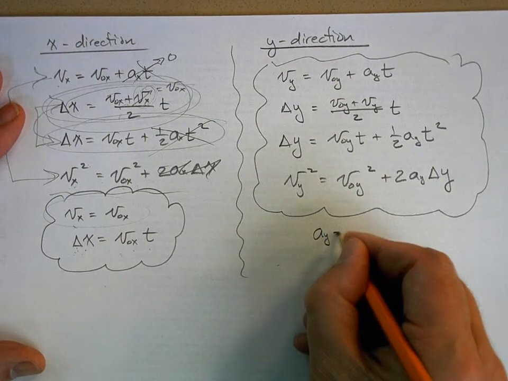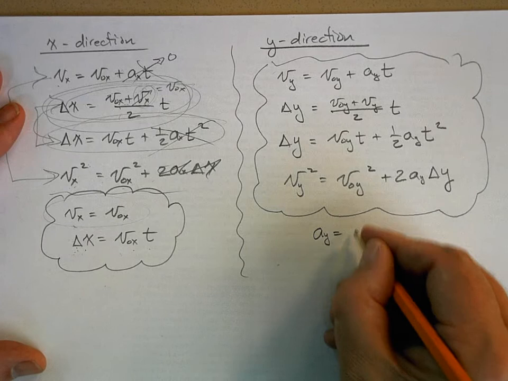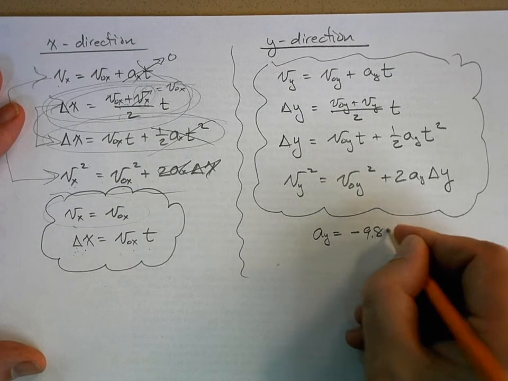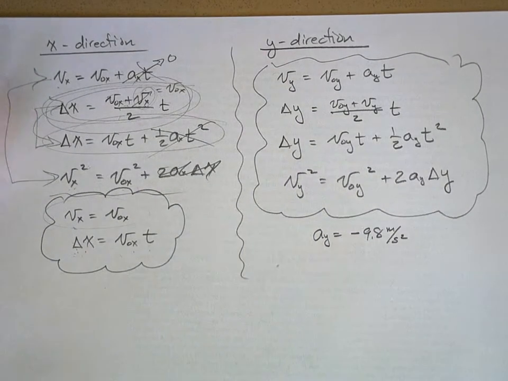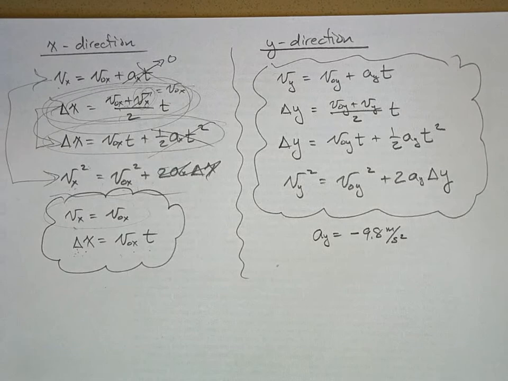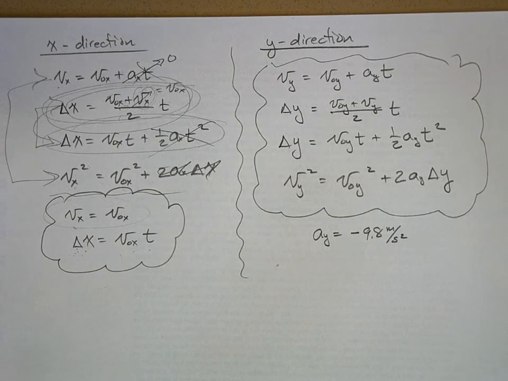Acceleration in the y direction is negative 9.8 meters per second squared, at least if we're throwing a ball on the Earth. If you're on the moon, if you're on Mars, it's different.